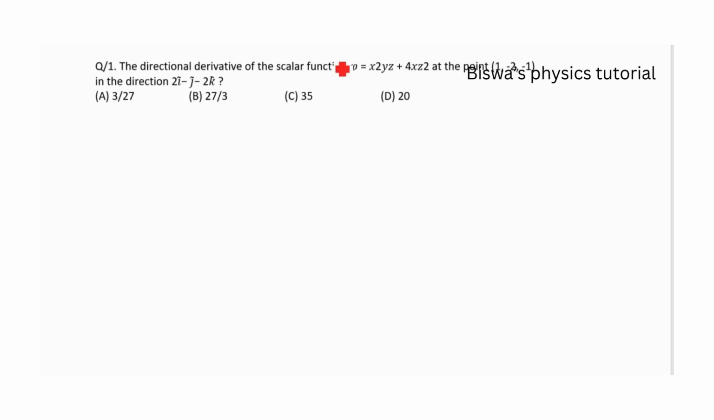Our first question is to find the directional derivative. Here phi is a given scalar function. This is a typo. So phi is x square yz plus 4xz square, at the point (1, -2, -1), in the direction of this vector. You have to find the directional derivative.